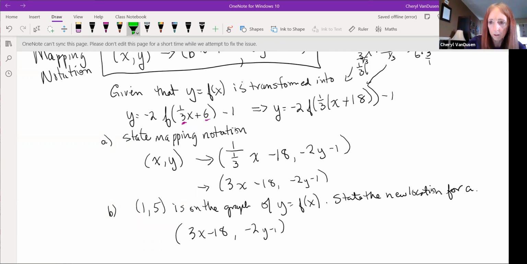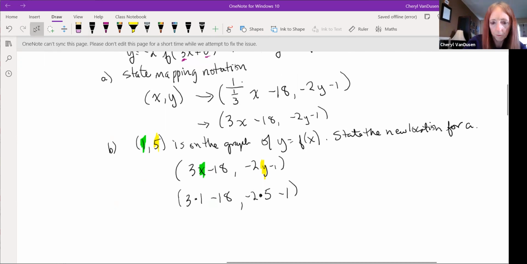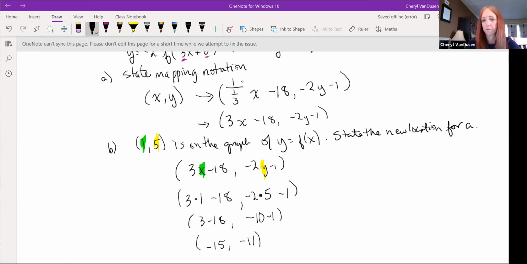And I love the fact I can change my colors. The 1 is going to go in here like that, and then the 5 is going to go in there. Then it's pretty simple mathematics to figure it out. So we get 3 multiplied by 1, take away 18 as our new x coordinate, and -2 multiplied by 5, take away 1. So we get 3 minus 18, -10 minus 1. And so our new location is (-15, -11).